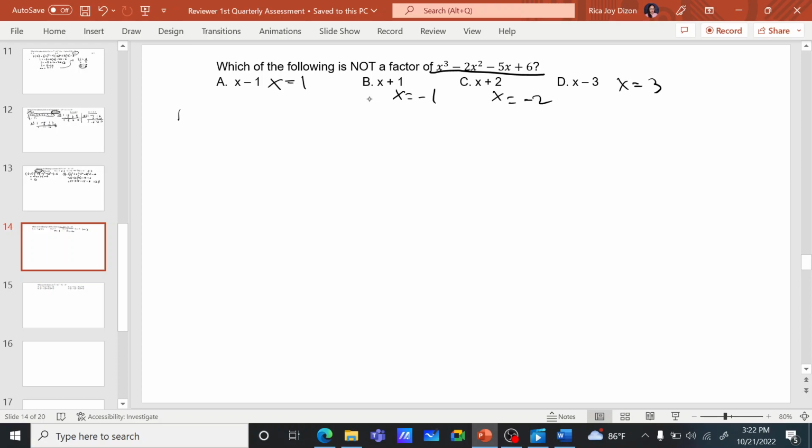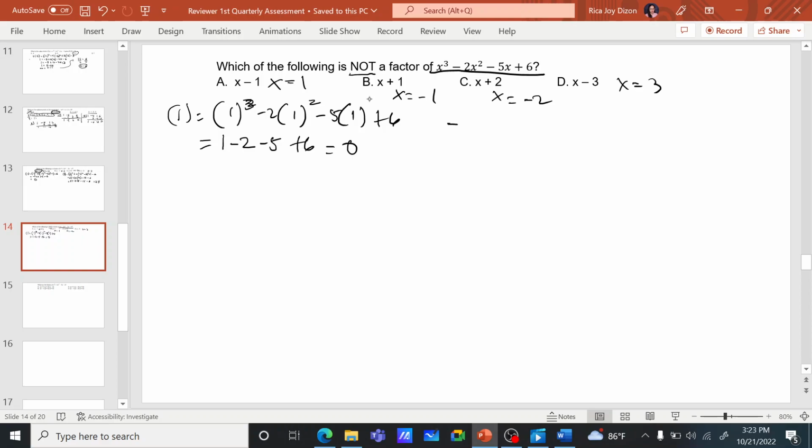So if we substitute 1 to the polynomial, that becomes 1 cubed minus 2 times 1 squared minus 5 times 1 plus 6. Let's simplify. 1 cubed is 1. 1 squared is 1 times negative 2 is negative 2. Negative 5 times 1 is negative 5 plus 6. 1 minus 2 is negative 1, minus 5 is negative 6, plus 6 is 0. That means x minus 1 is a factor. We're looking for a not factor.